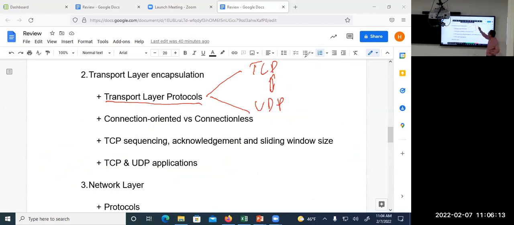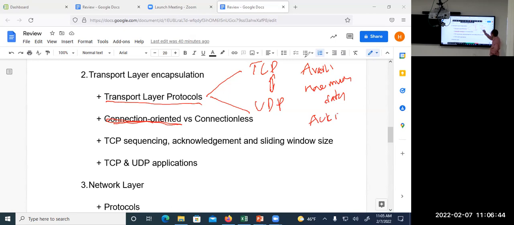Yes, this one is connection oriented. What is connection oriented? That means before you transmit, you have to handshake. You have to agree whether the destination is available or not, you have to agree how much data you can send, and you also have to agree on the acknowledgement.